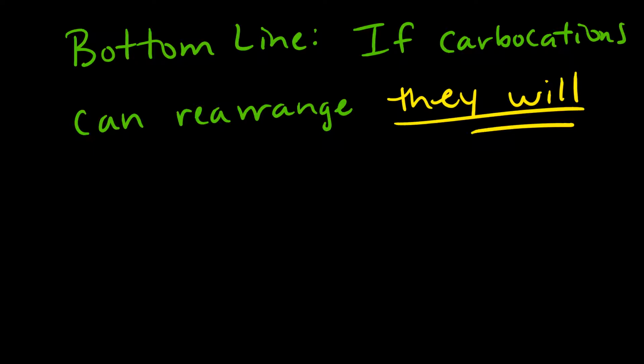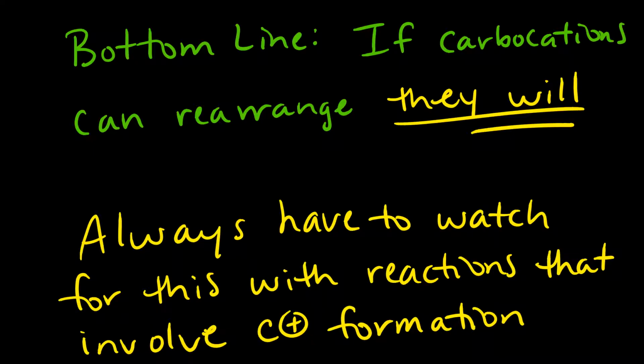The bottom line is, if carbocations can rearrange, they will. And so we always have to watch for this with reactions that involve carbocation formation, and particularly with a secondary carbocation, because tertiaries will not rearrange. They're already very stable, and primaries don't really form in the first place. And so we're really talking about when you have a secondary carbocation, if it can rearrange via a 1,2 hydride or a 1,2 alkyl shift, it will.